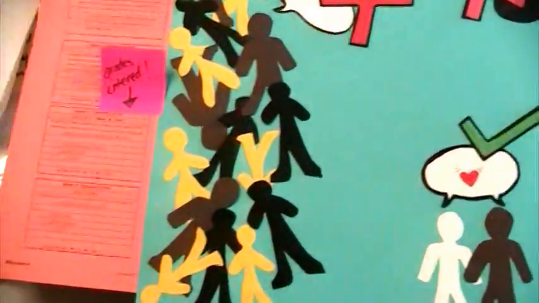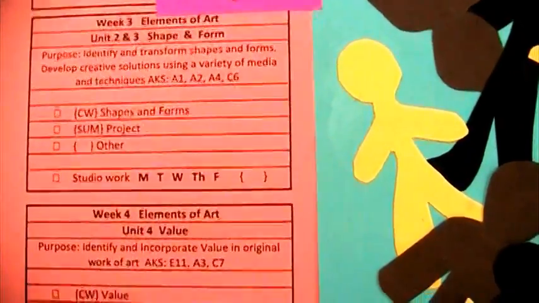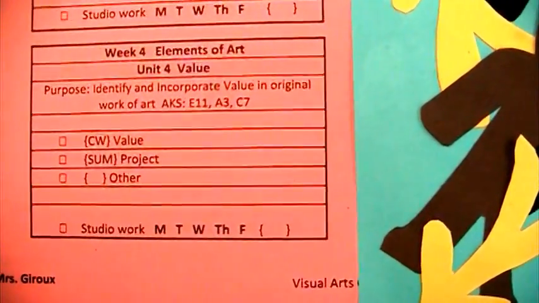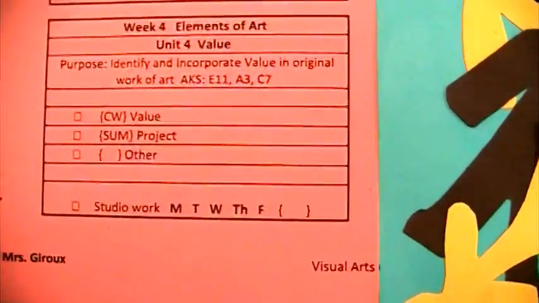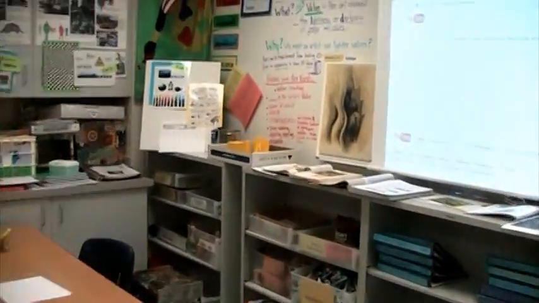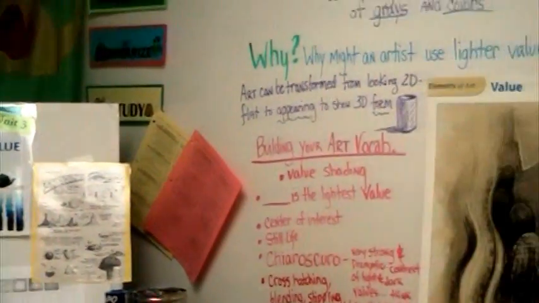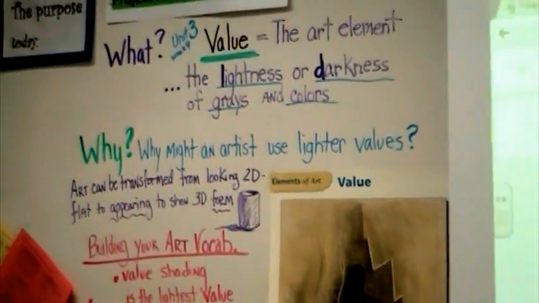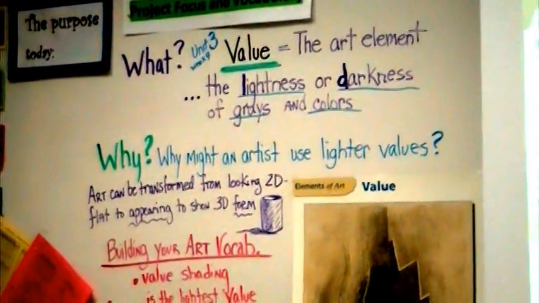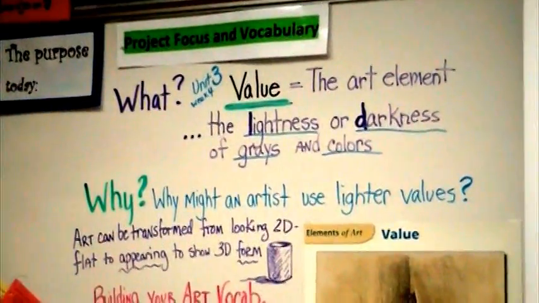This week we are moving on to week 4. Here's your My Progress Tracker. All right, and so there we are, week 4. We started by looking at the board and our area over here, which shows us our topic, which is value. Value is the range from light to dark. It's one of our elements, the lightness and darkness of grays and colors.